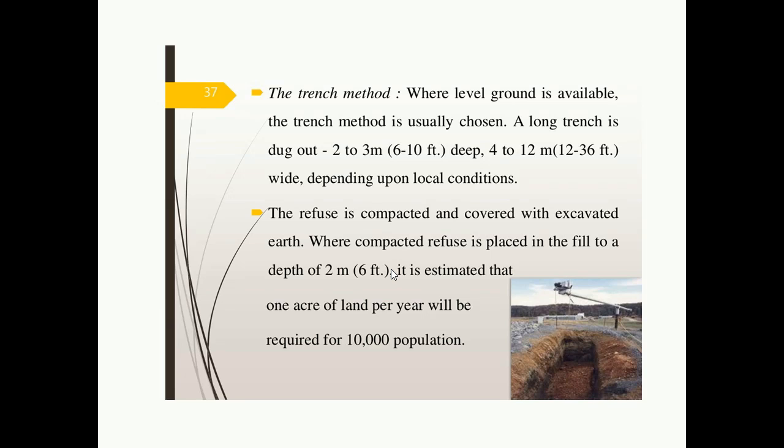Now the refuse is compacted and covered with excavated earth. We are observing the excavated earth covering the refuse, that is, the waste material, where compacted refuse is placed in the fill to a depth of 2 meters, which is nothing but 6 feet. It is estimated that 1 acre of land per year will be required for 10,000 population.